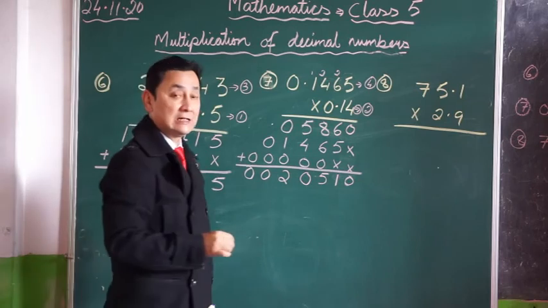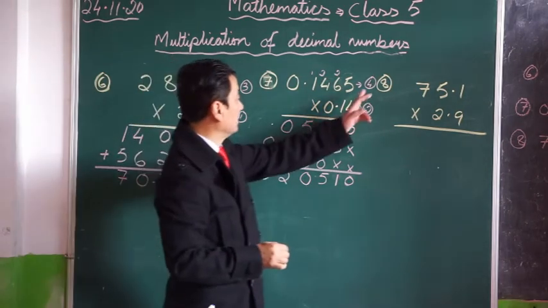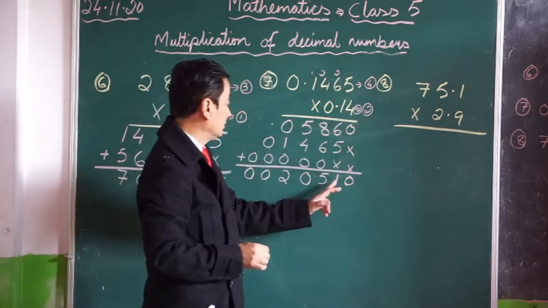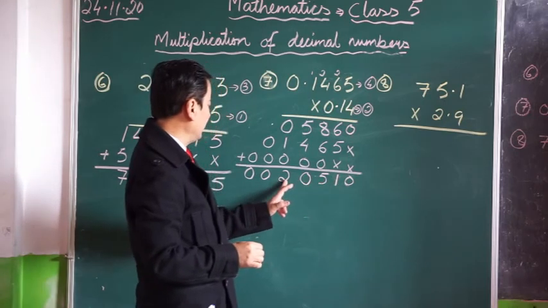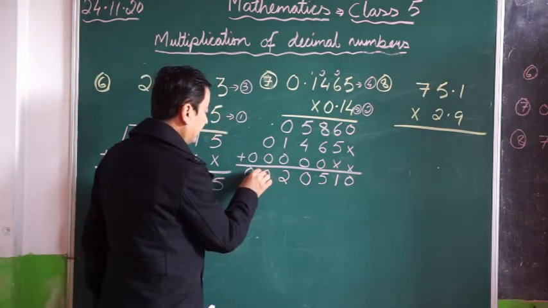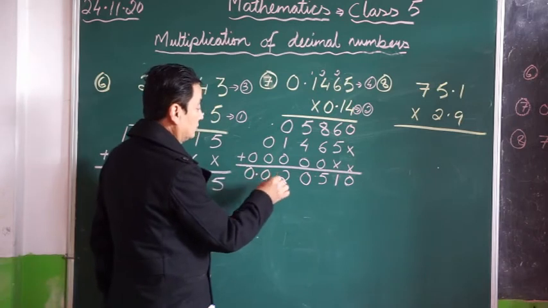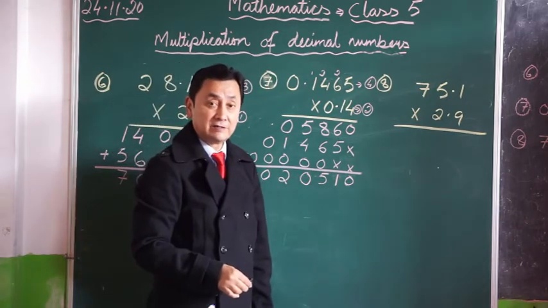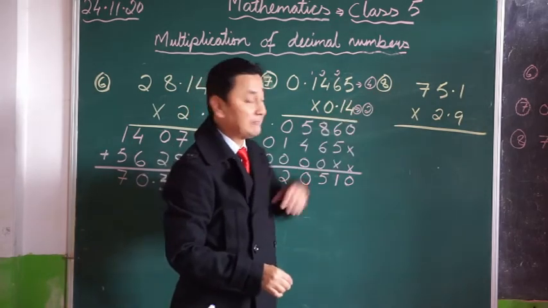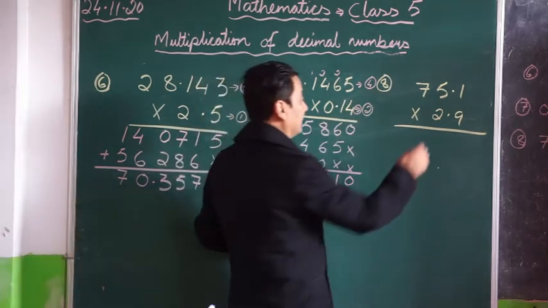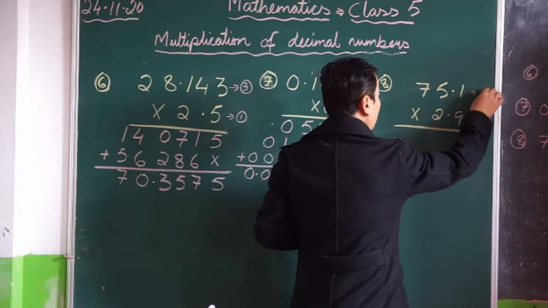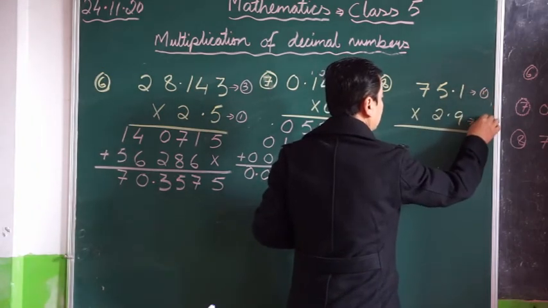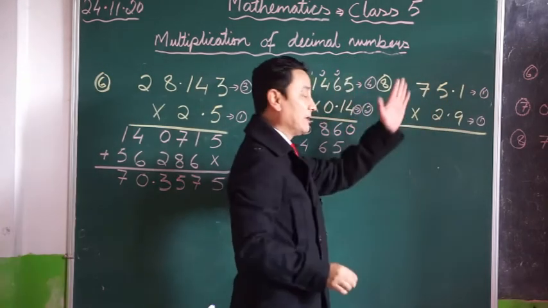Now what is the last step? To put the decimal point. 4 plus 2, 6. 1, 2, 3, 4, 5, 6, and we get the answer 0.020510. Wasn't that easy? It is very easy. So what is the first step here? What should we do? Count the decimal point. How many? 1 on top, 1 at the bottom. Now forget about it and multiply.